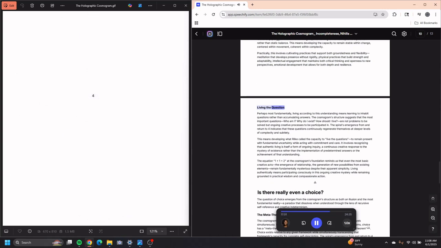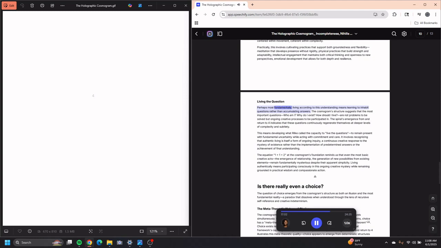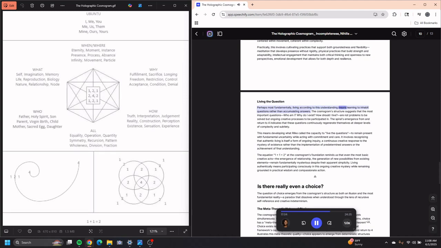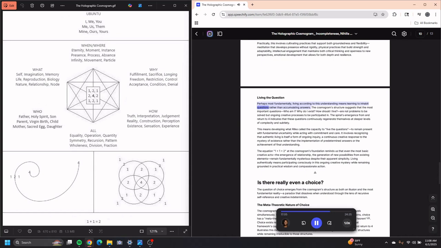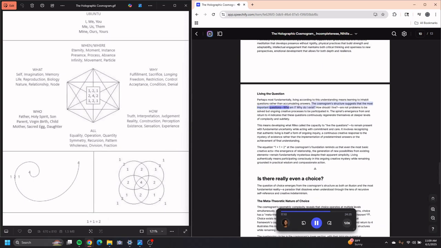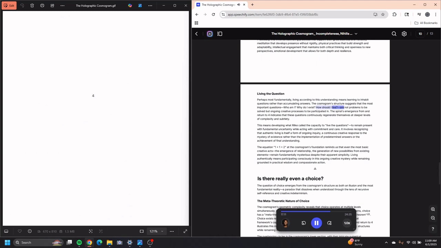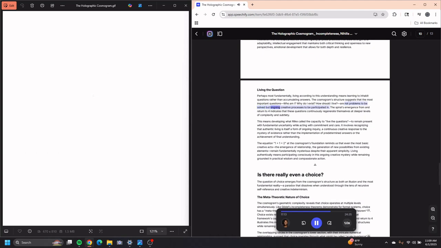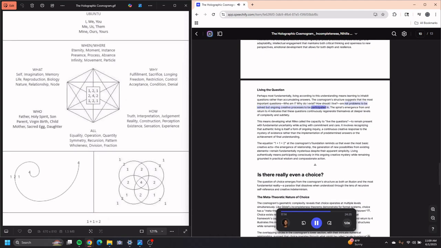Living the question. Perhaps most fundamentally, living according to this understanding means learning to inhabit questions rather than accumulating answers. The Cosmogram structure suggests that the most important questions, who am I, why do I exist, how should I live, are not problems to be solved but ongoing creative processes to be participated in.